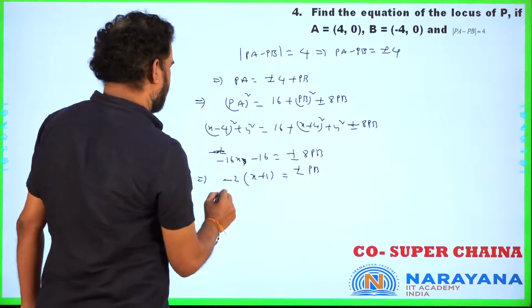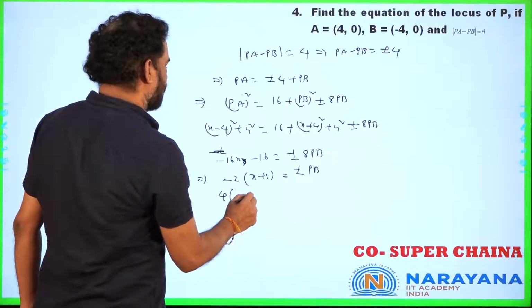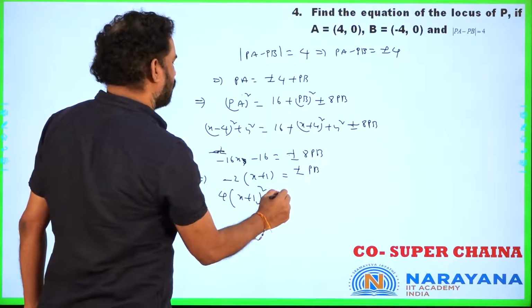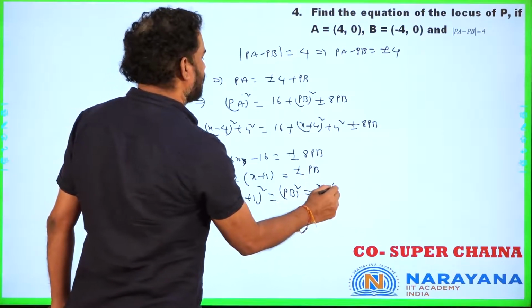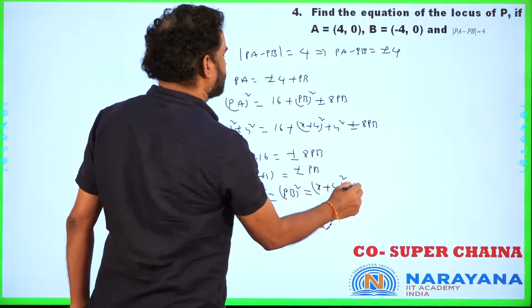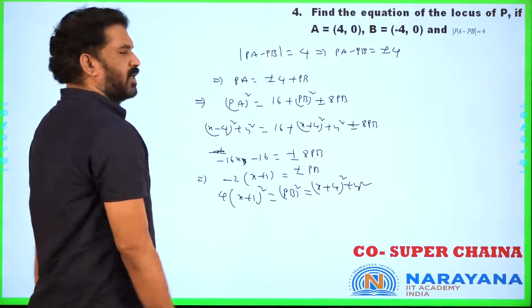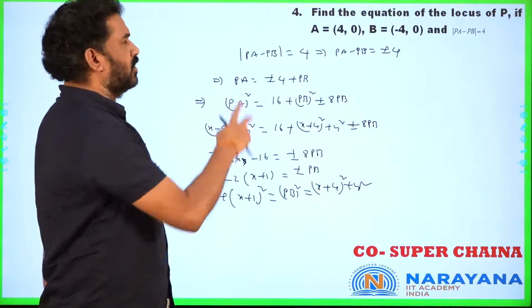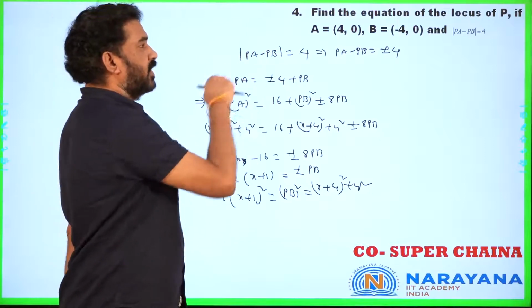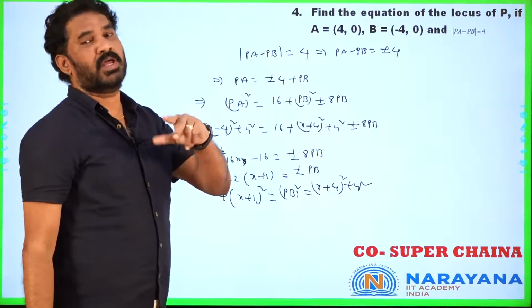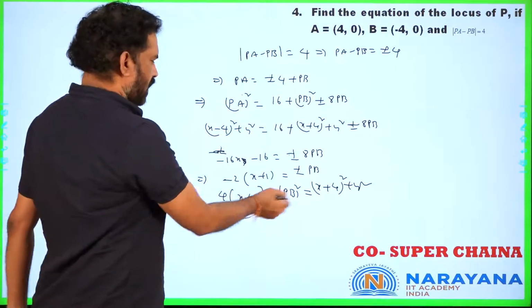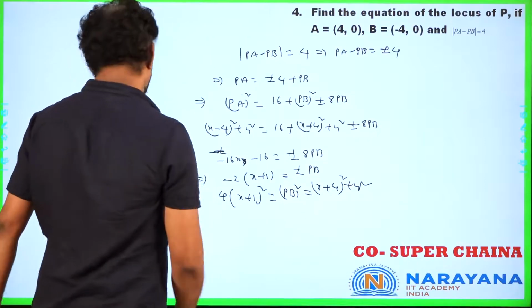Make it whole square again. 4 into (x plus 1) whole square equals PB square. What is PB square again? (x plus 4) whole square plus y square. So expand it, we will get the answer. Same model. This is also an important model, very simple, within 4-5 steps. But we have to take the square two times. Okay, expand this, we will get the answer.